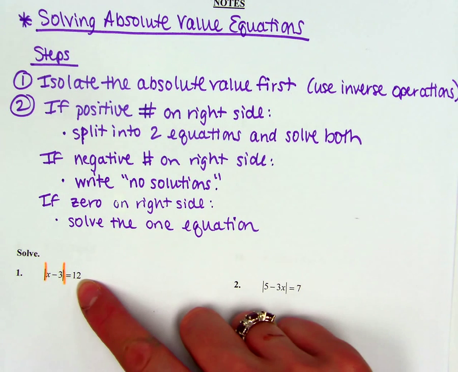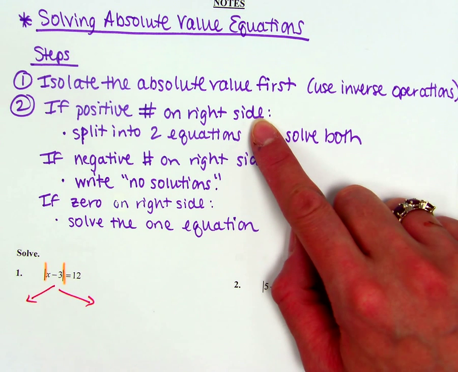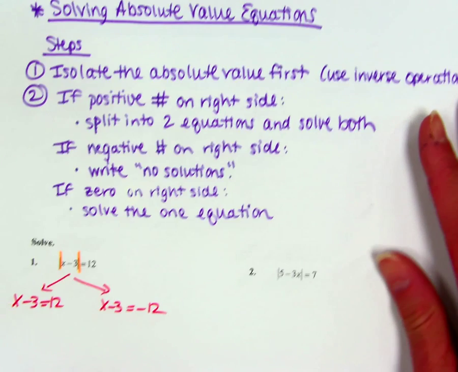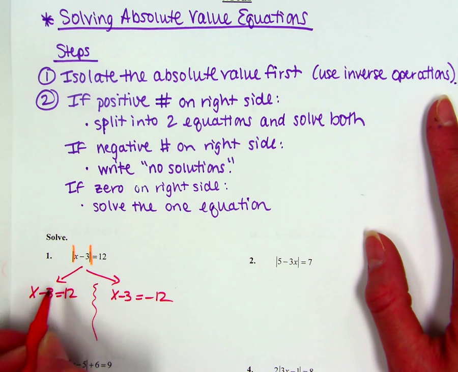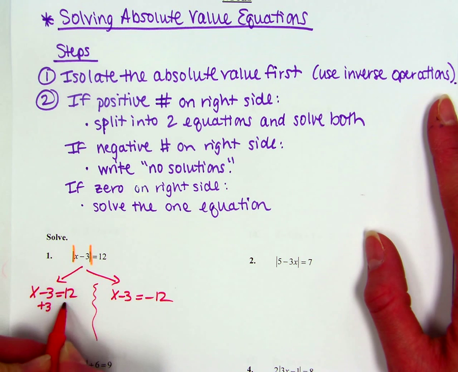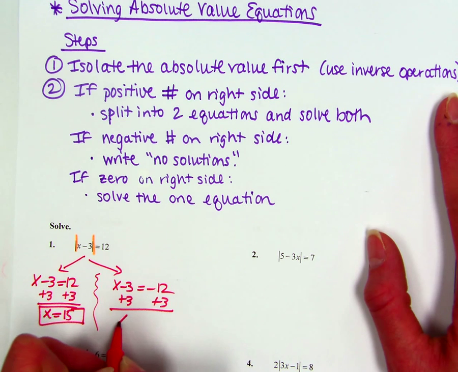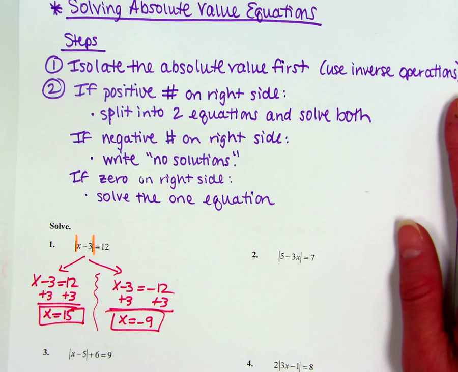So I'm going to look at my number, 12. It's positive. Since it's positive, I'm going to split it into two equations. The way that you do that is you keep x minus 3 the same. One time it's equal to positive 12, another time it's equal to negative 12. And then you're just going to treat it like two separate equations, and you just solve them like normal. So one answer is x equals 15. Another answer is x equals negative 9. And those are my two solutions.